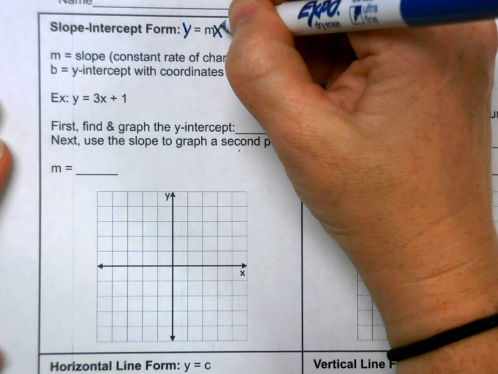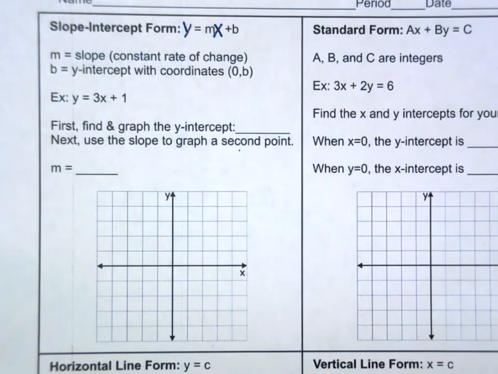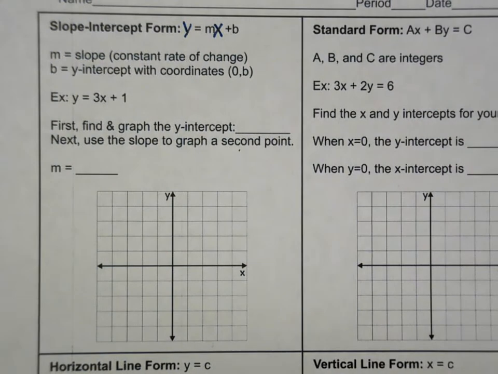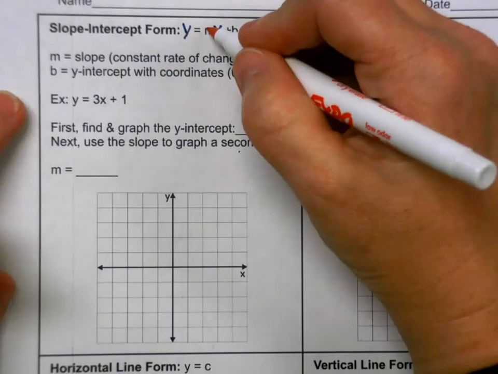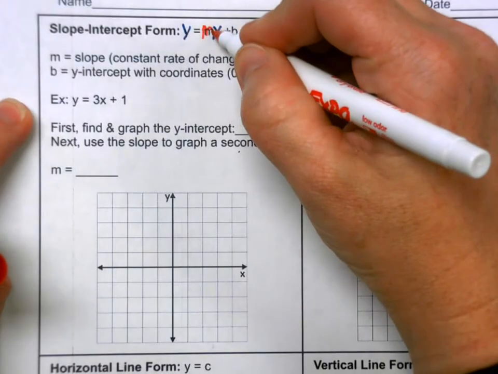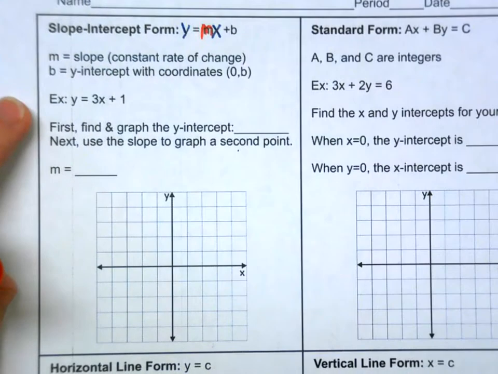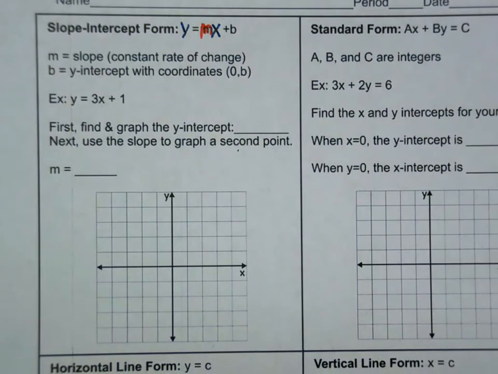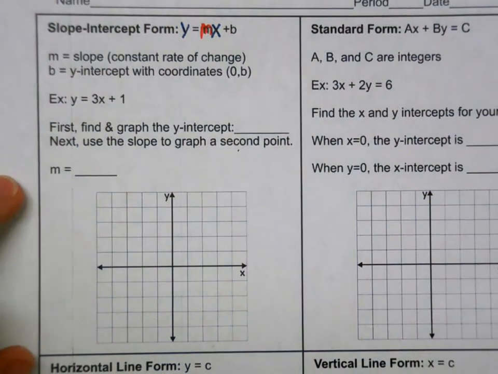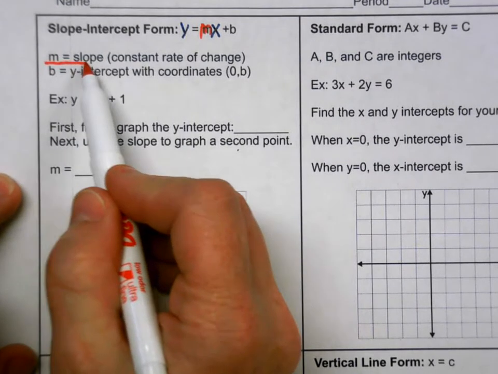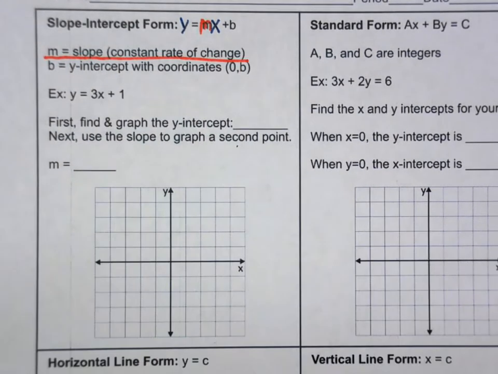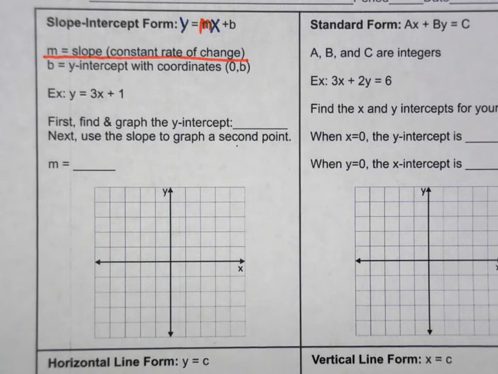So in your slope-intercept form, your y and your x are always there. The things that change are your m. All right, what does your m stand for? Slope. Your m is your slope. It's the constant rate of change that happens in your problem.